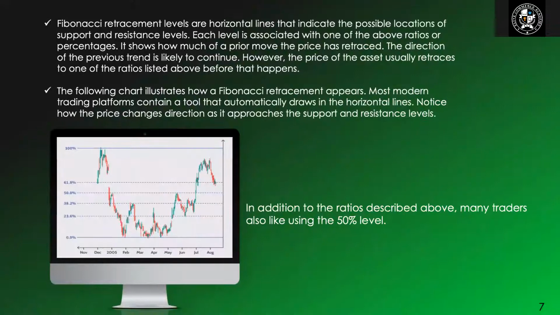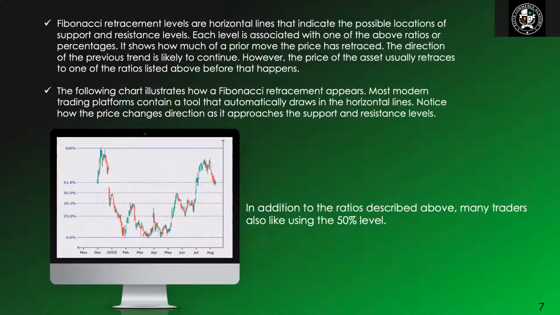Fibonacci retracement levels are horizontal lines that indicate the possible locations of support and resistance levels. Each level is associated with one of the above ratios of percentages. It shows how much of a prior move the price has retraced. The direction of the previous trend is likely to continue. However, the price of the asset usually retraces to one of the ratios listed above before that happens. The following chart illustrates how Fibonacci retracement appears.